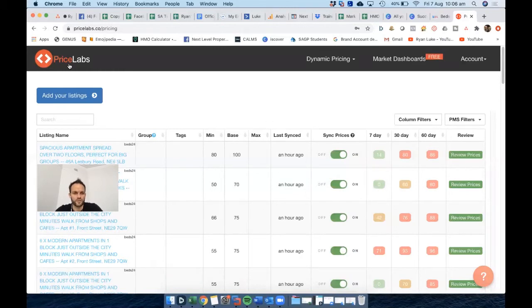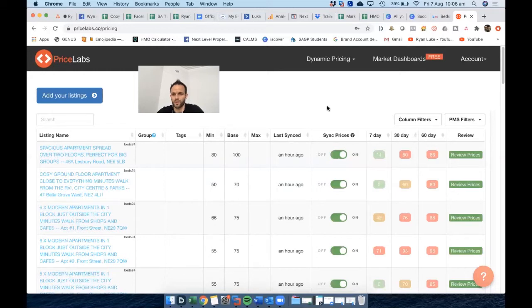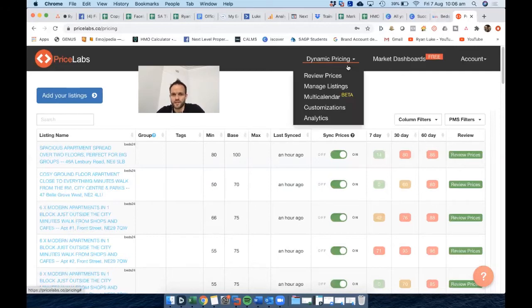Now I use a pricing software called Pricelabs. There's many software options out there, but Pricelabs for me I've used for quite some time now, and I find it's great. It works really, really well, and we're getting the results that we need from it. So why change? But what you can do on Pricelabs is, let's just jump into your customizations here.